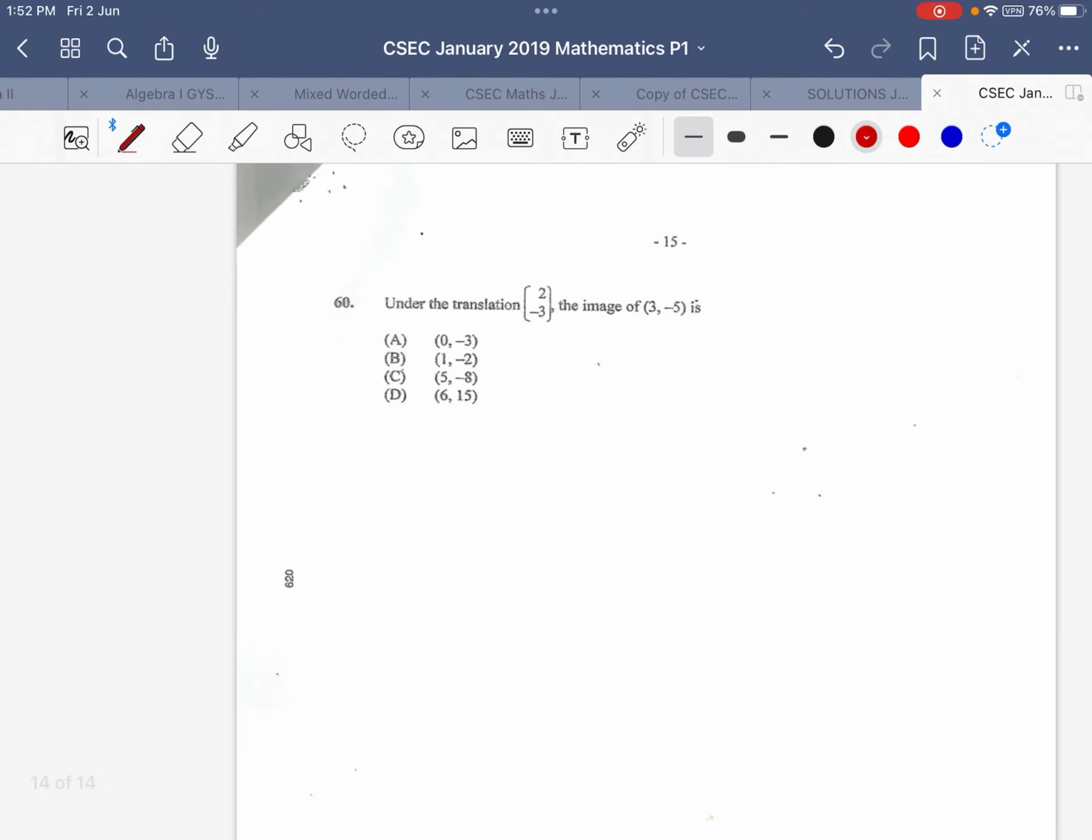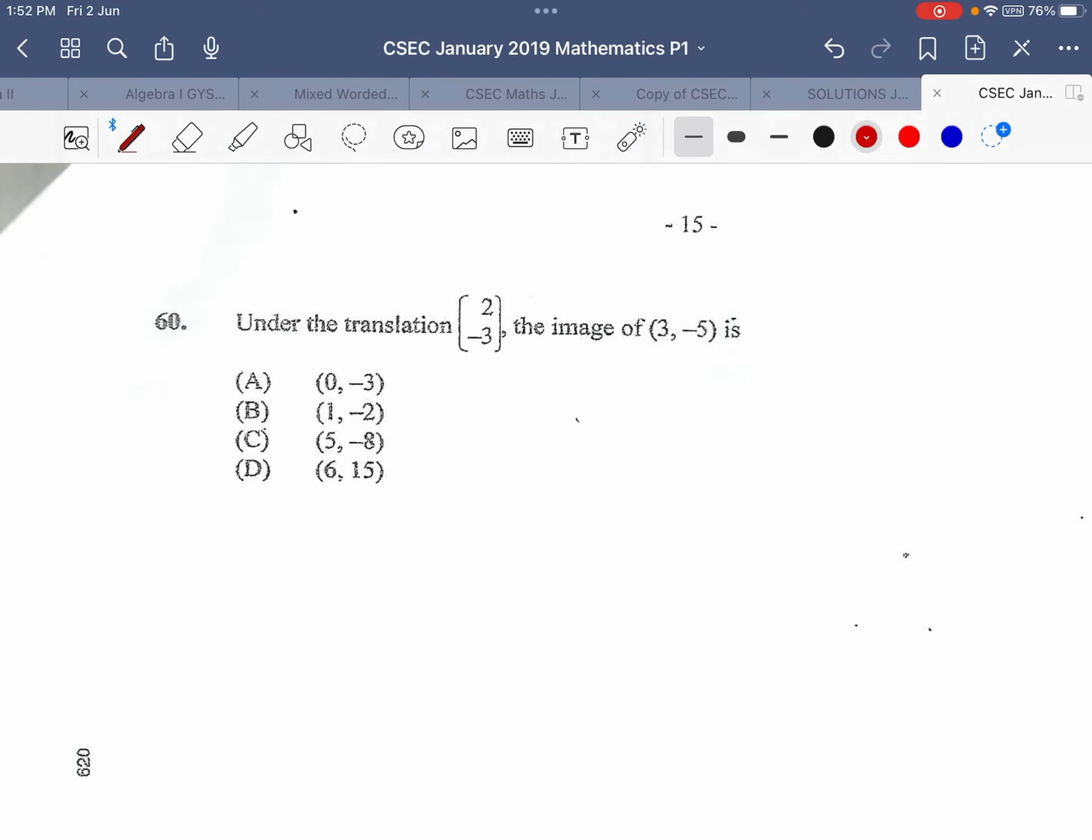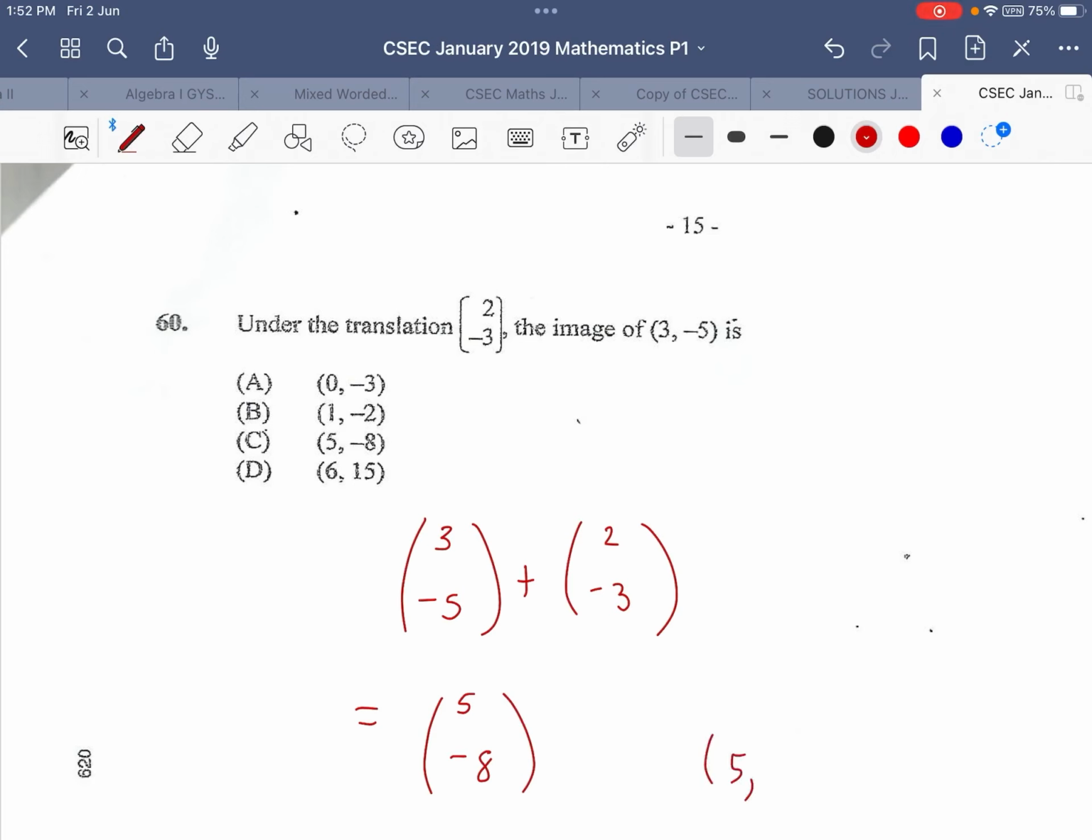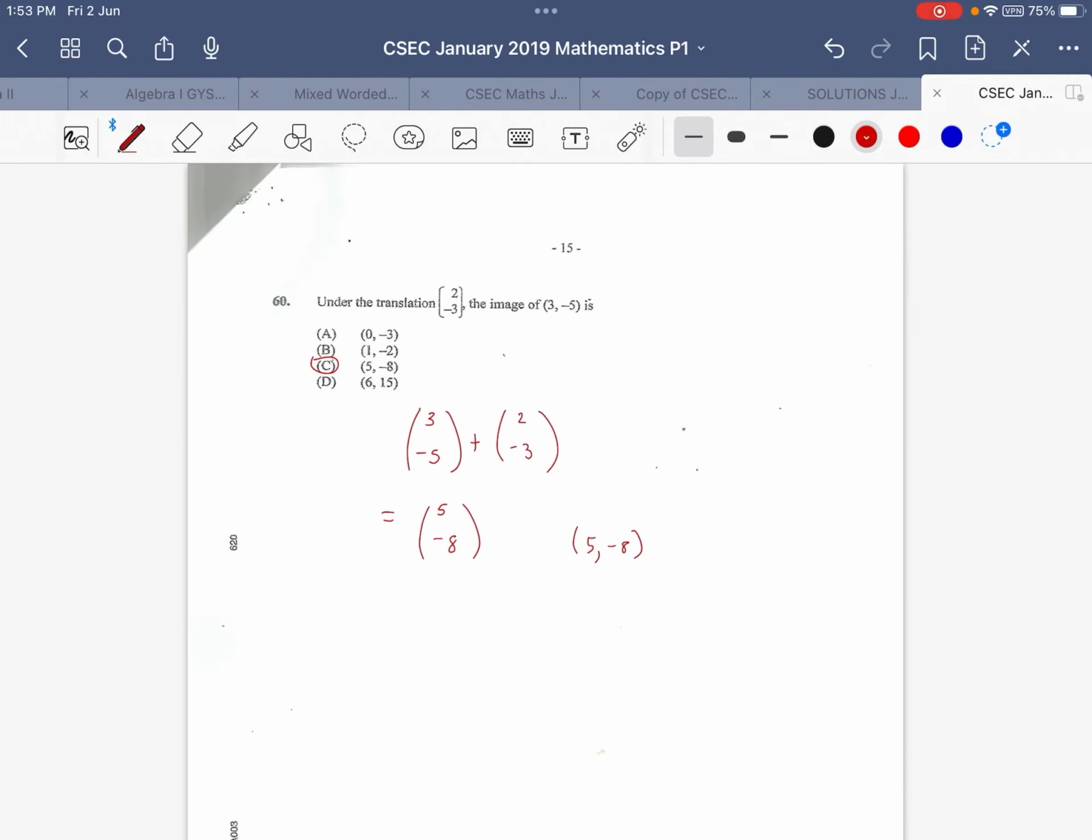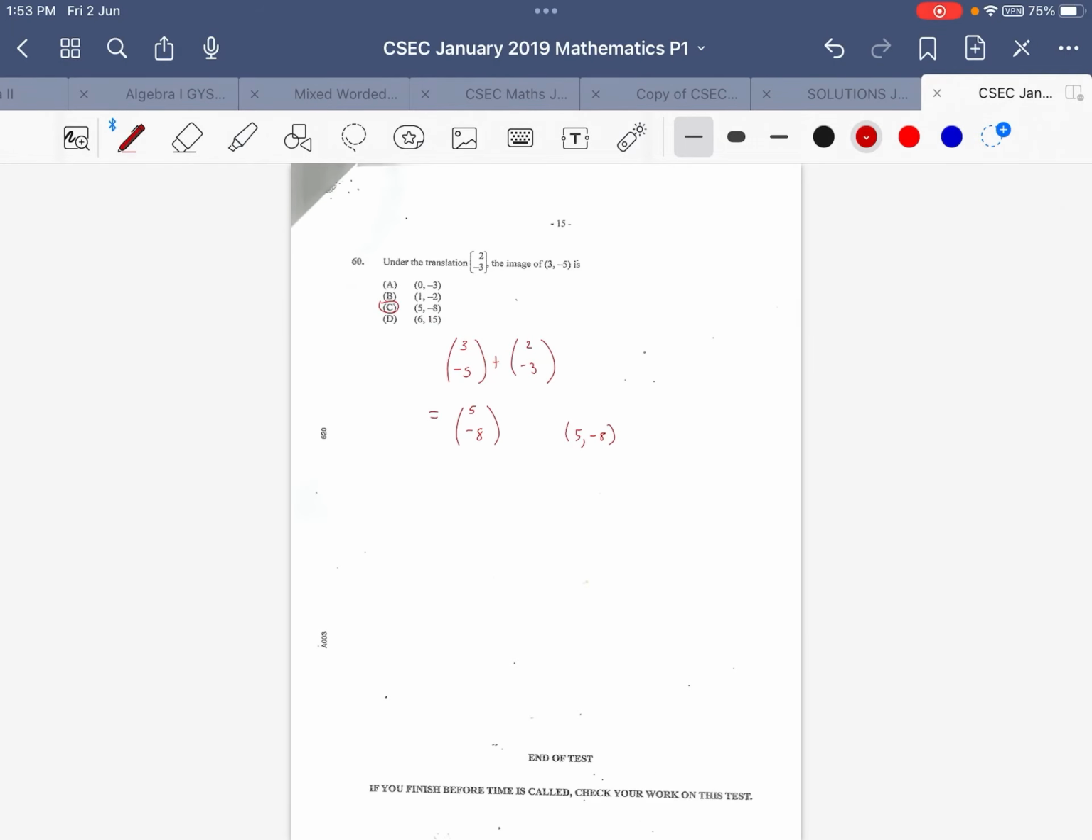Alright, and finally question 60. Under the translation (2, -3), the image of (3, -5) is. So what we can do is really just add them as if they were vectors. We'll get 3 plus 2 is 5, and minus 5 minus 3 is minus 8. So the image is (5, -8), which is C. So 60 is C. And that is the paper completed.